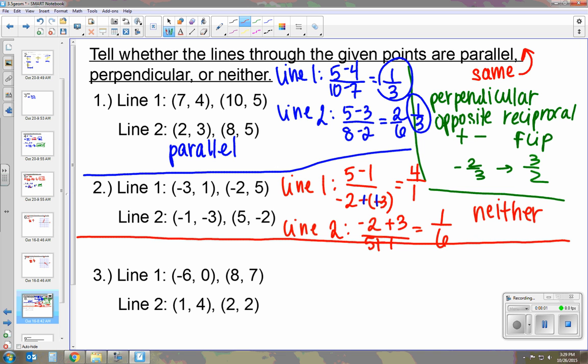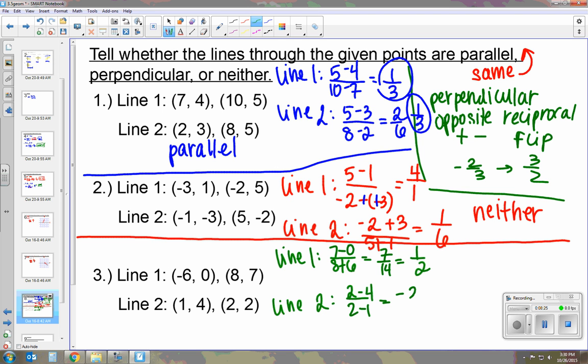And our very last one, line 1, is going to be 7 minus 0 over 8 plus 6. So that's going to be 7/14, which simplifies to be 1/2. And line 2 is going to be 2 minus 4 over 2 minus 1. And that's going to be a negative 2/1. 1/2 and negative 2/1 are opposite reciprocals. So those two lines are going to be perpendicular.